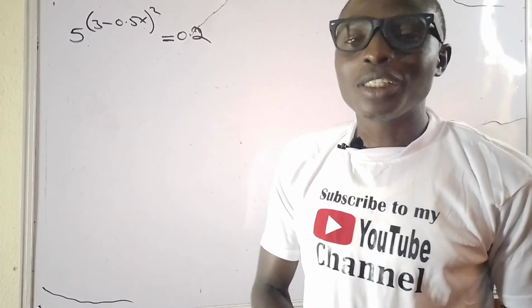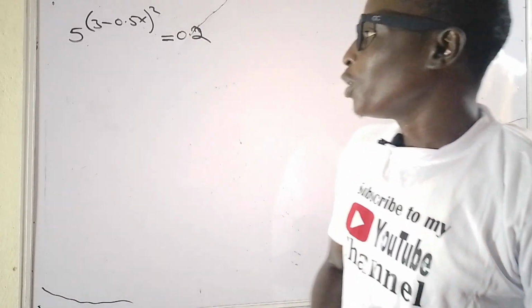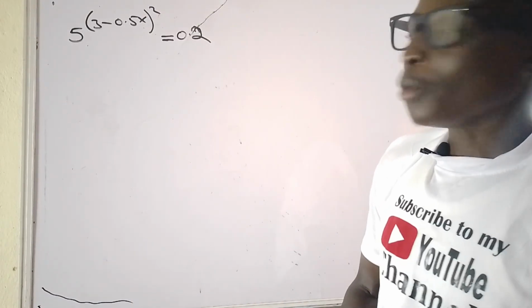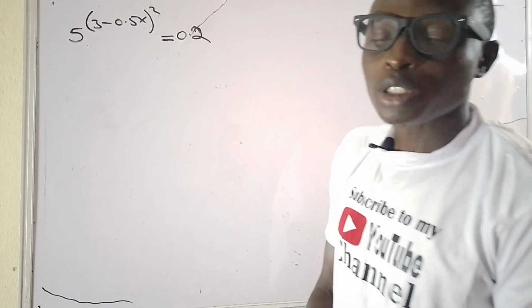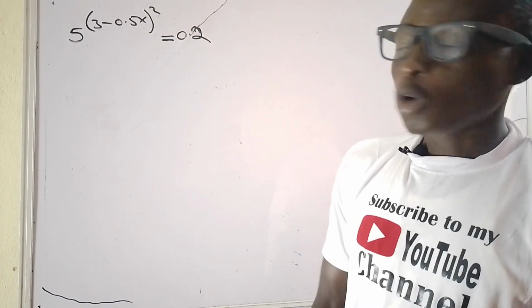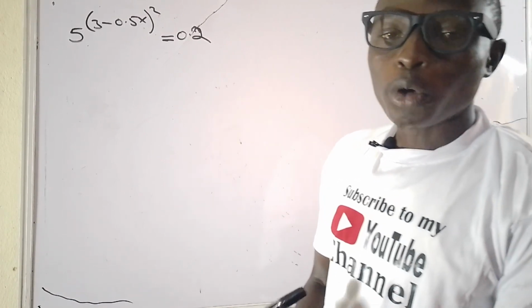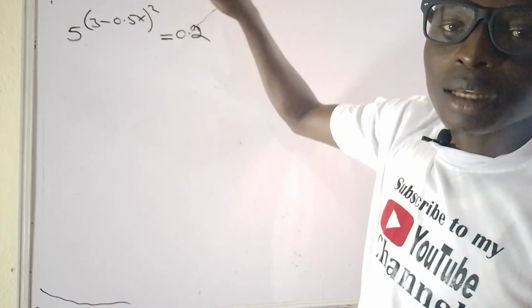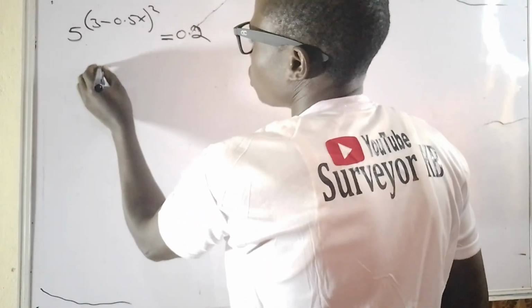Today we are going to see how we can provide the solution to x in this simple challenge. We have a problem on the board that says 5 raised to the power of (3 minus 0.5x), all squared, is equal to 0.2. So let's see how we can solve for x in this simple challenge. Solution.